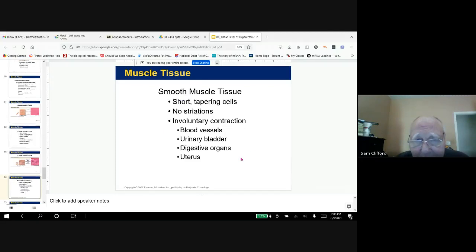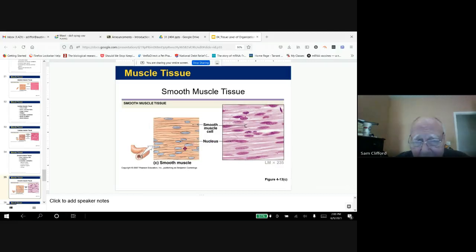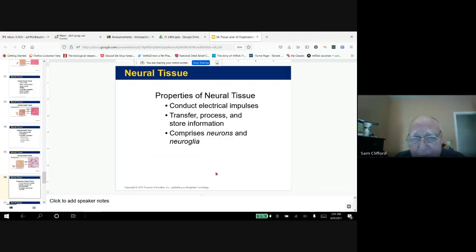Smooth muscle lines blood vessels, the bladder, the digestive organs, the uterus. They're short tapering cells, no striations. So they can be stacked together, lining the digestive tract to allow for contraction of the digestive tract, to allow movement of food and movement of the digestive tract to mix up food and liquid to digest them.